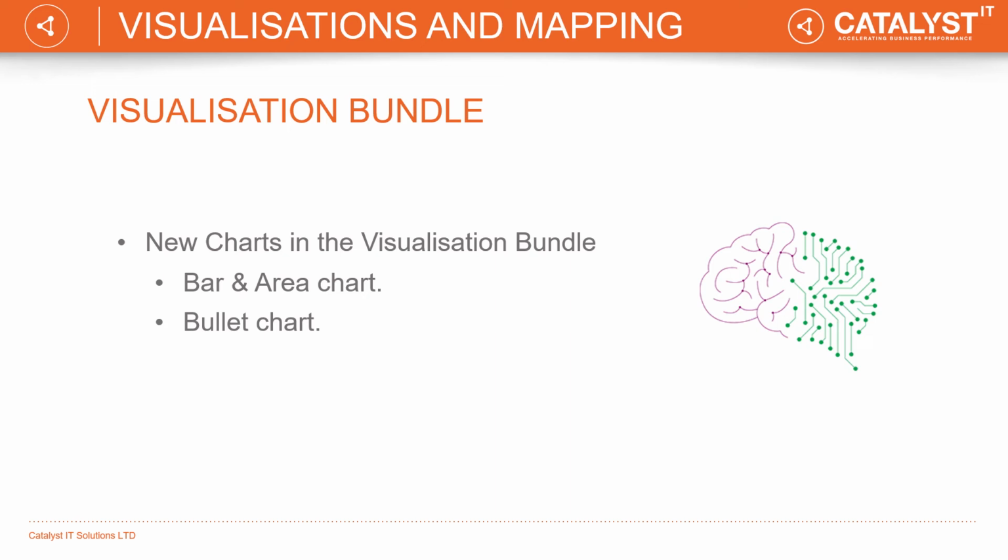The bullet chart is also included in the new visualizations bundle, which displays a gauge with some extended options. The bullet chart is usually used to visualize and compare the performance of a measure to a target as you would with a gauge in Qlik Sense.